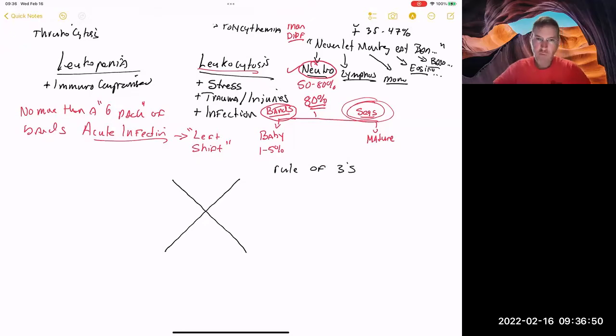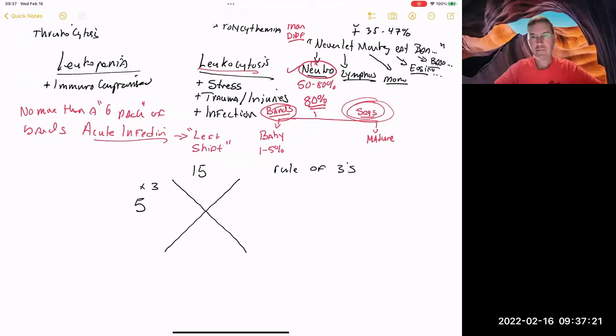So what we do is you start at your white blood count, right? And your normal white blood count should be about 5. So I'm just going to put 5 there, plus or minus about 5, you know, 5 to 10. And then I'm going to multiply 5 by 3. That gives me 15, and that's going to give me, for men and women in general, a normal hemoglobin.